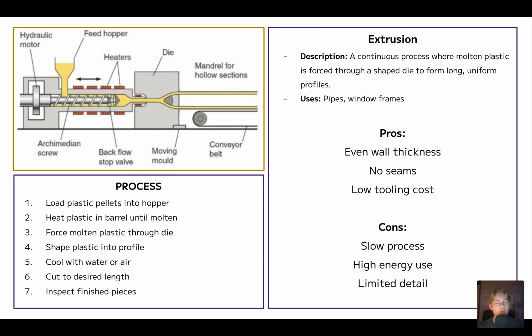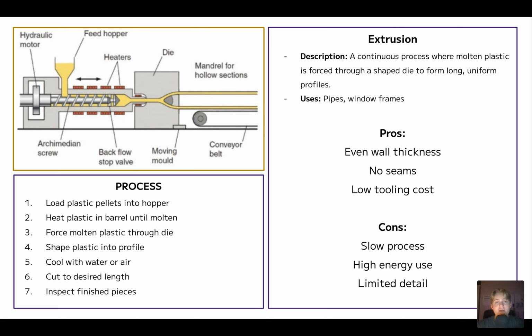Cons is that it is quite slow because obviously you're just slowly extruding the material through it. It's not like an instant process, and it is quite high energy usage. There's also a limited amount of detail that we can have in the profile and still have the material extrude evenly. So that's another limitation with it, is that we're limited in detail, not only in the profile shape, but also in the fact that it has to be a horizontally continuous profile.